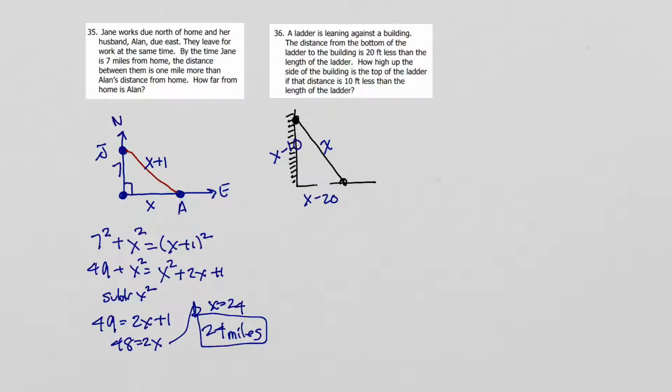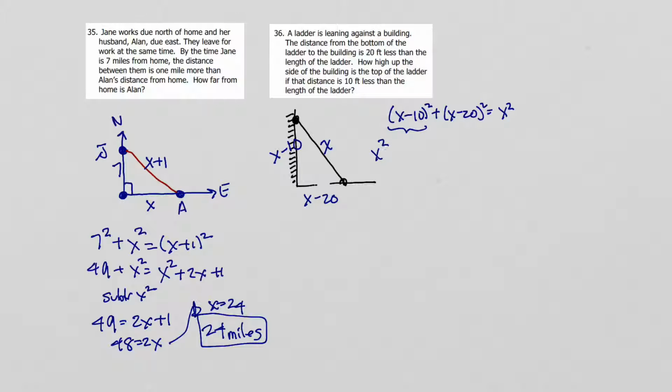Pythagorean theorem. Square this side plus square that side, and we'll get the hypotenuse squared. So let's do that, right here. We're going to get (x - 10) squared plus (x - 20) squared. That'll be the square of the hypotenuse, x squared. Let's run through our patterns here.